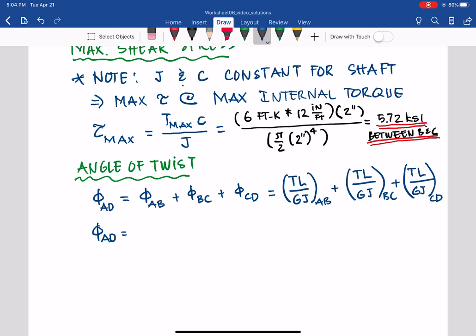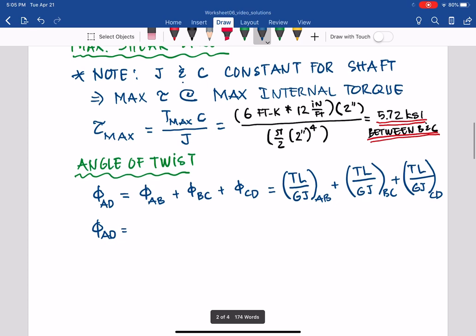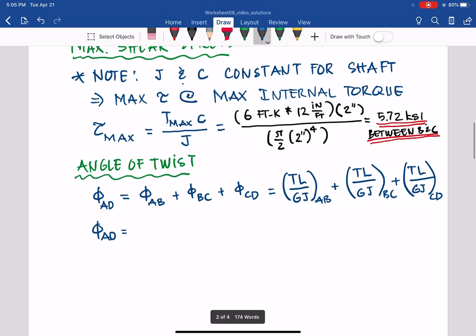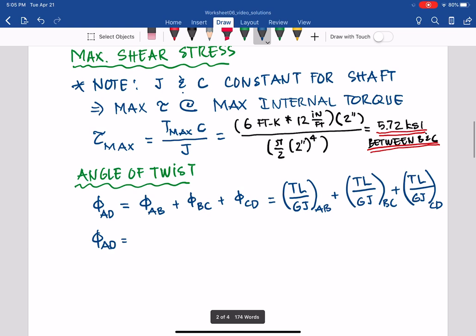And as you can see here, this is the same shaft, so the same material, so G is the same, which is the modulus of rigidity, and J, the shaft here is not changed in terms of the diameter, so it will be the same for all three segments AB, BC, and CD. So the denominator will be the same. So we can plug in the denominator, which is J and G, right? So J is pi over 2 times c to the fourth. In this case, we can plug in 2 to the power 4. And then we have G.